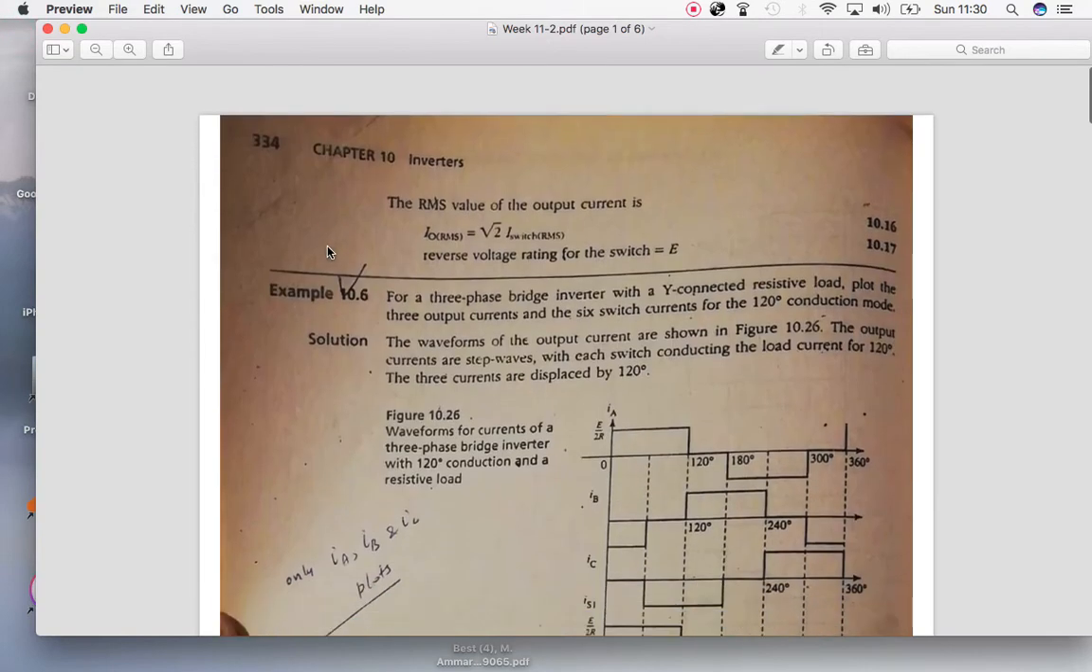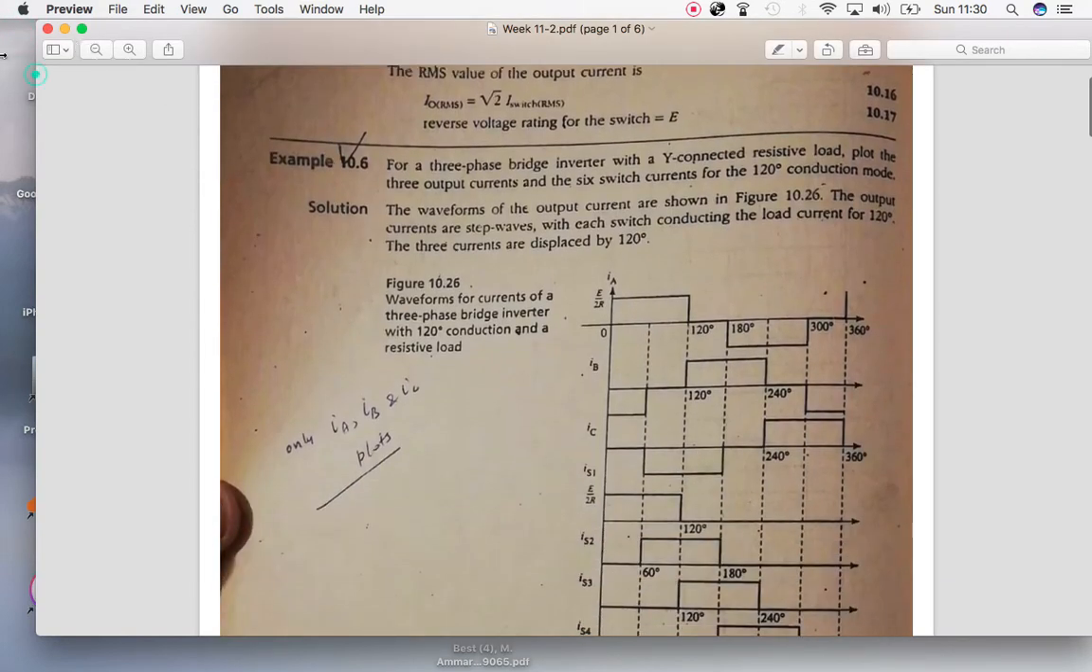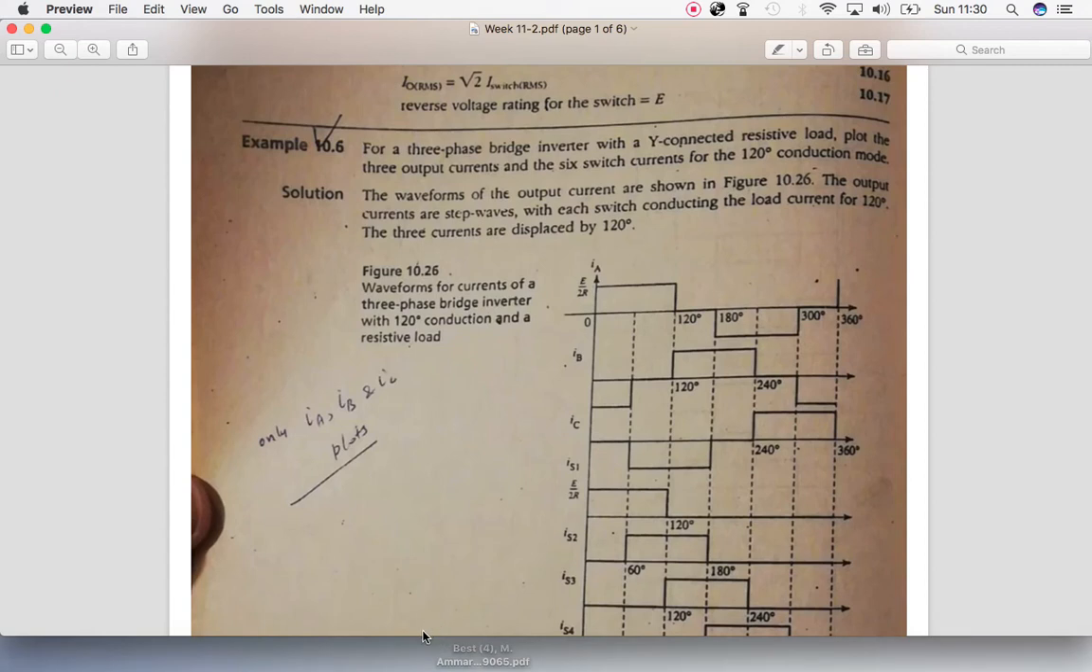Then you have to do what? Let me just do the resolution of this file.